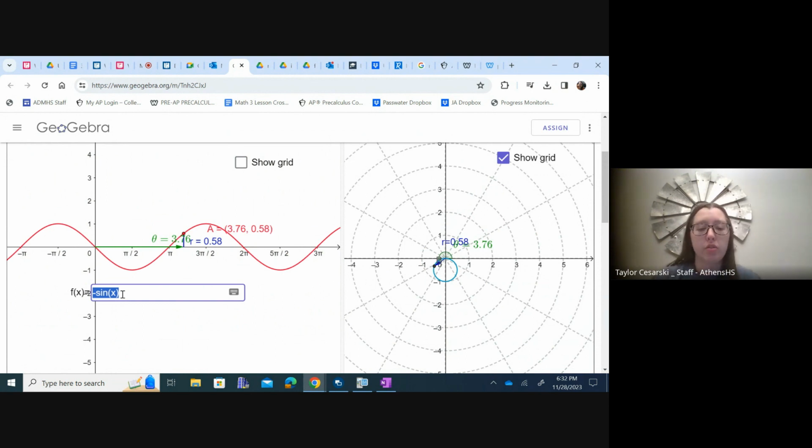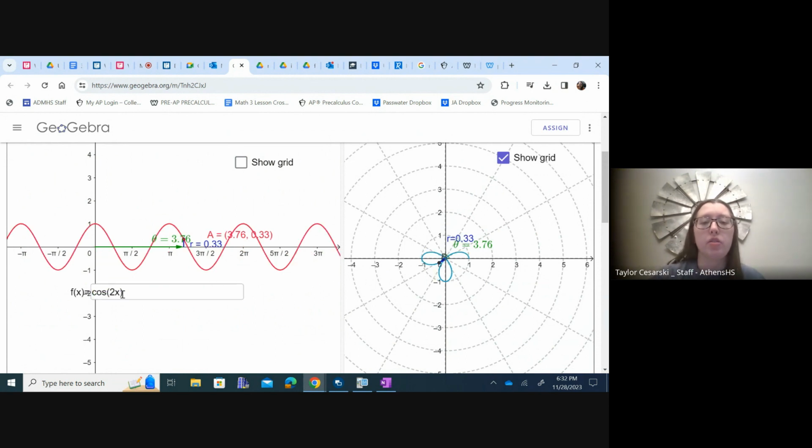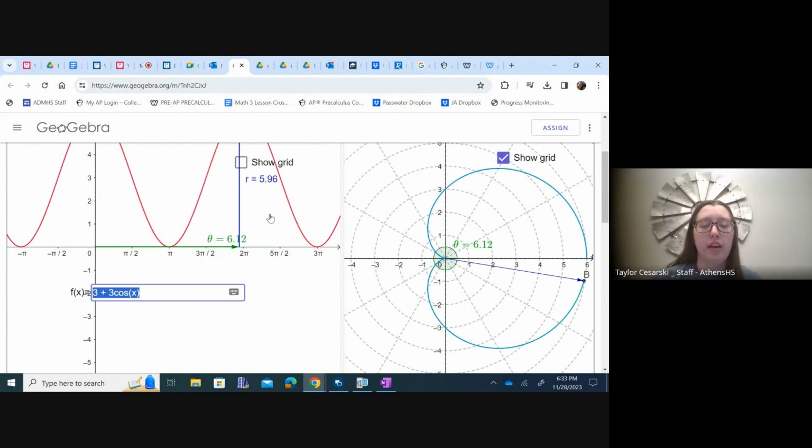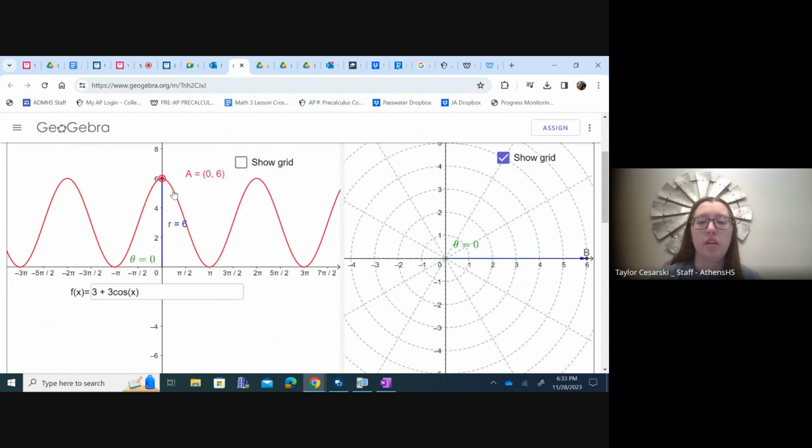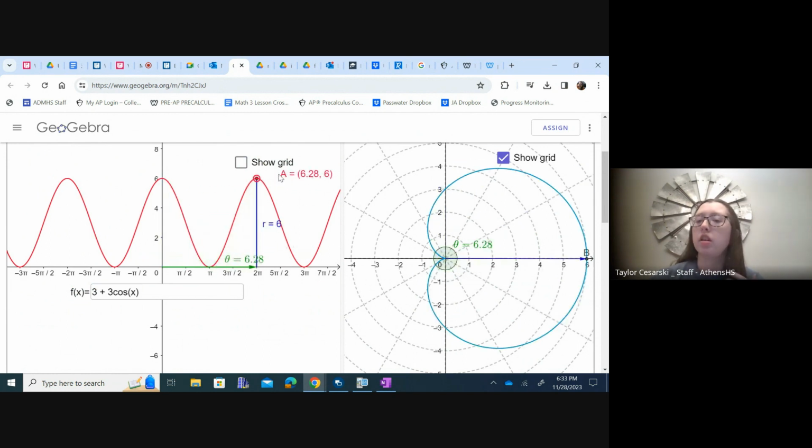We can also do this with more complicated functions, like maybe cosine of 2x. Notice that as I plot this, this is actually what we call a rose curve, where it has 4 petals here. We can also do something like this. This is called a cardioid. If I graph it, it looks kind of like a heart, maybe a smushed heart a little bit.